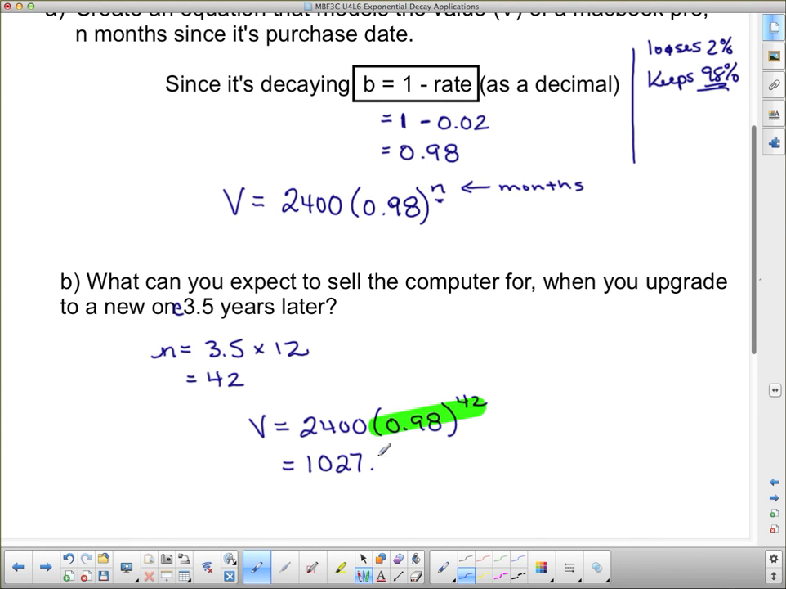1,027 and 32 cents. And since this is a word problem, we should probably say, therefore, you can sell it for about $10.27. I'm not even going to put the cents down because this is just about, obviously.